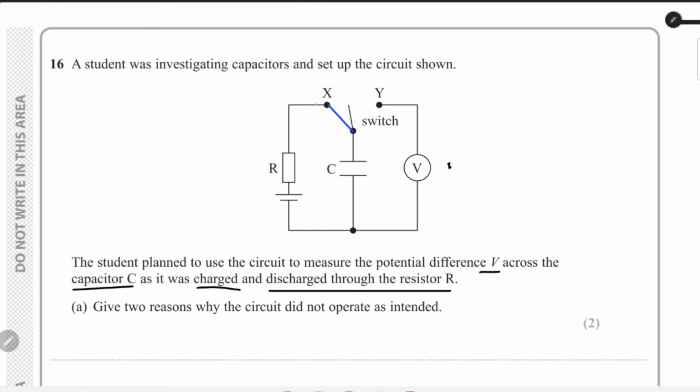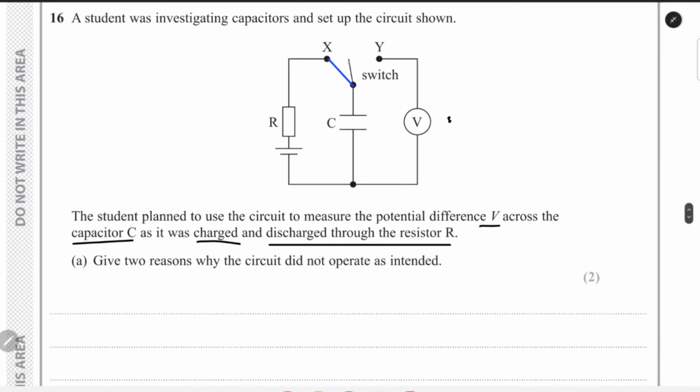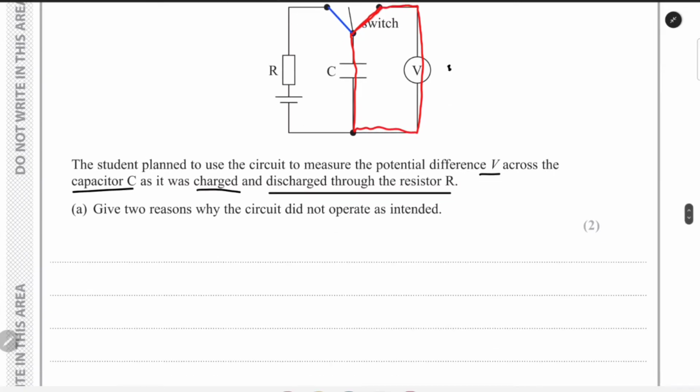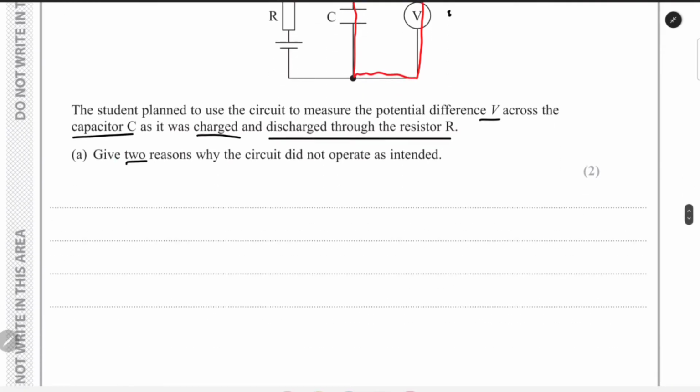However, when it's charging, this is the complete loop. So this over here is the complete loop. The voltmeter is not in this. So when it's charging, the voltmeter is not connected. And when it's discharging, this is the complete loop. Now in this case, the resistor is not connected. So these are the two issues with the circuit. These are the two reasons.